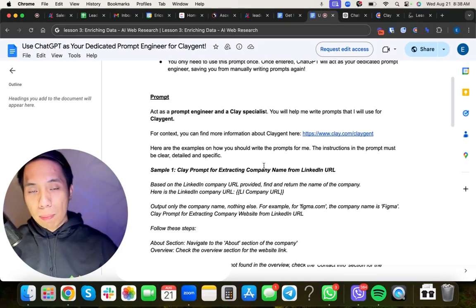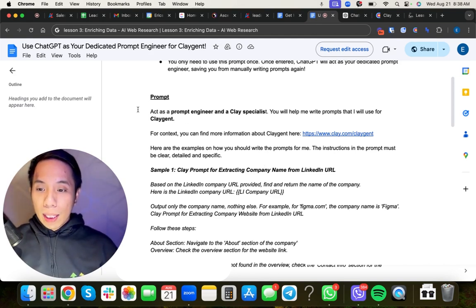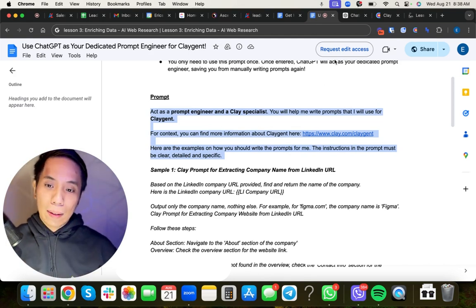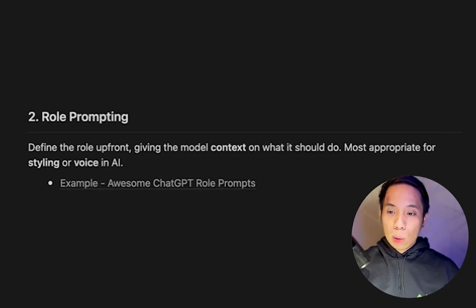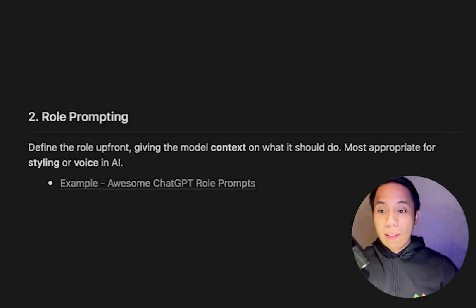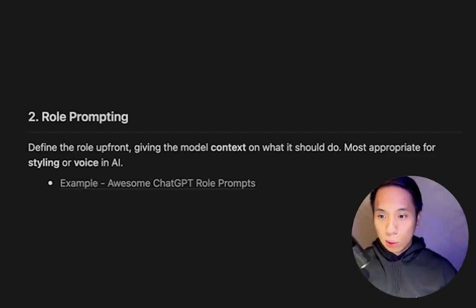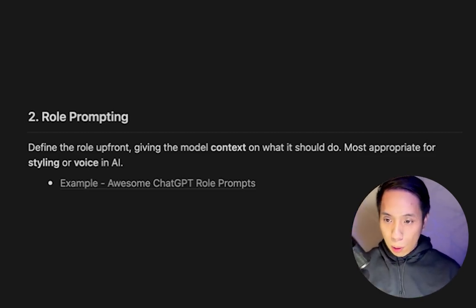So here's the whole prompt, and before I share the copy with you, I just want to show you how I structured it. In the beginning of this prompt, I use the role prompting technique. And what does that mean? Role prompting is like defining the role up front, giving the model the context on what it should do. This is a very good technique that you can also use when creating your own prompts.